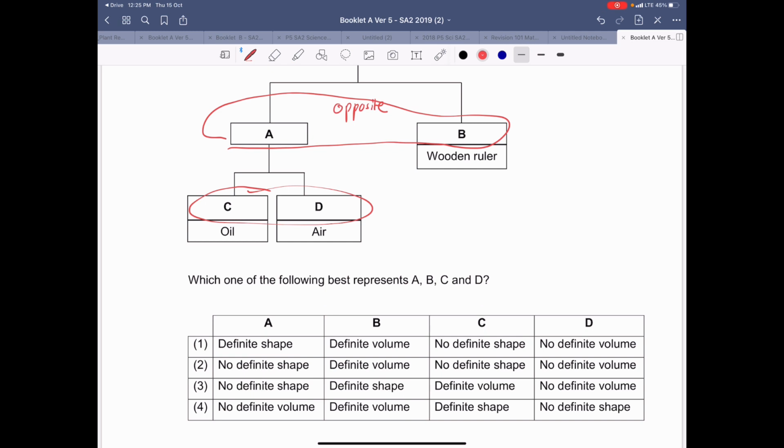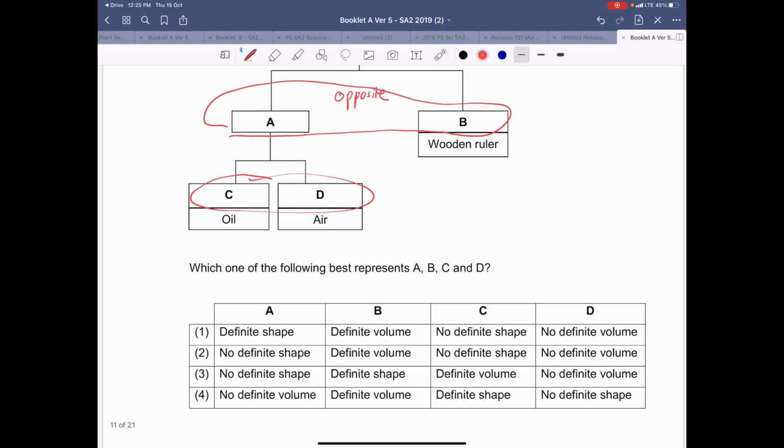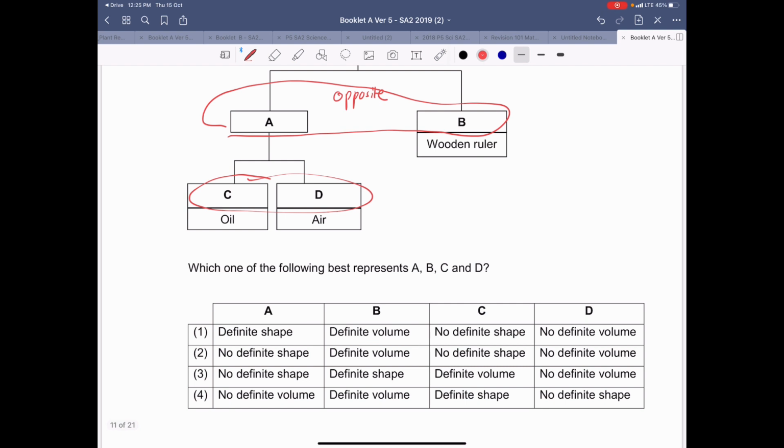Now, let's check. They told you that A is definite shape. So B must be what? No definite shape. You understand or not? That's how it works. So straight off the top, you know that number 1 is wrong already, because these two, A and B, are not talking about the same thing. One is talking about shape, the other is talking about volume. So you can cancel that out already. Number 2, A is talking about no definite shape. B is talking about no definite volume. That's wrong also. Straight away cancel out already.